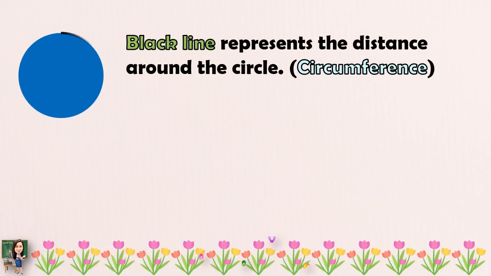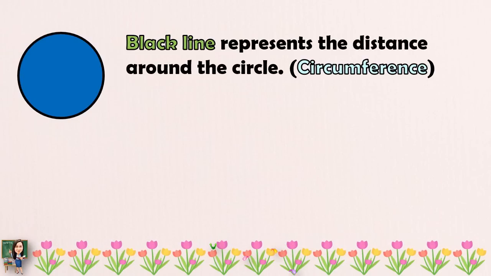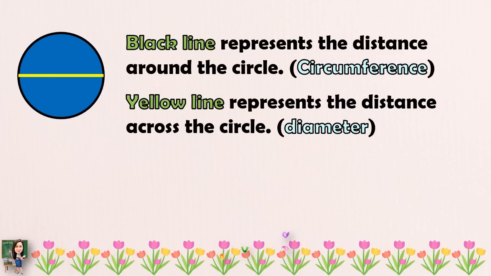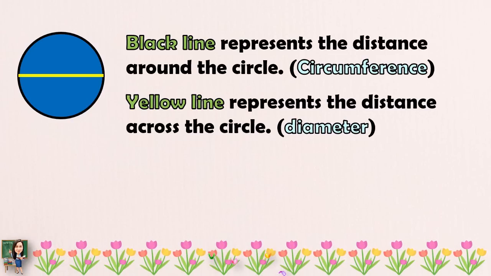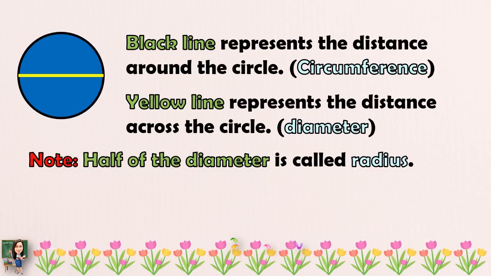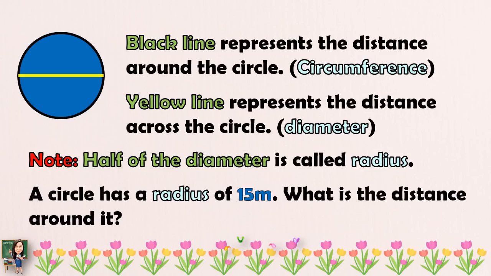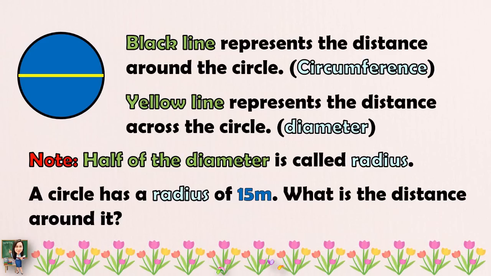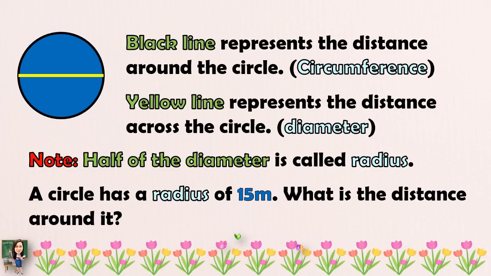The black line represents the distance around the circle. It is also called circumference. The yellow line represents the distance across the circle. It is called diameter. Note, half of the diameter is called radius. A circle has a radius of 15 meters. What is the distance around it?